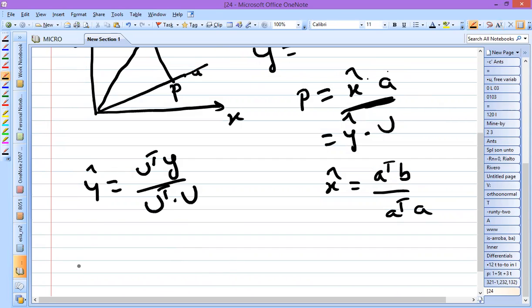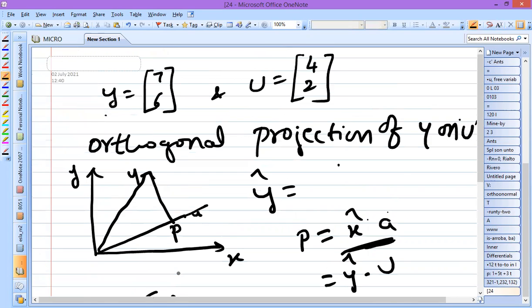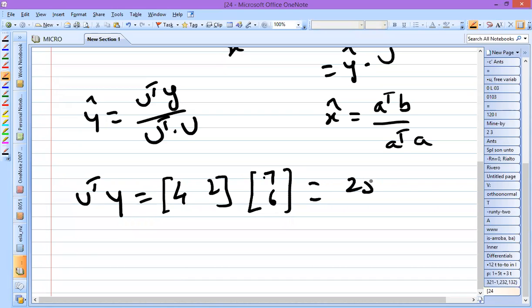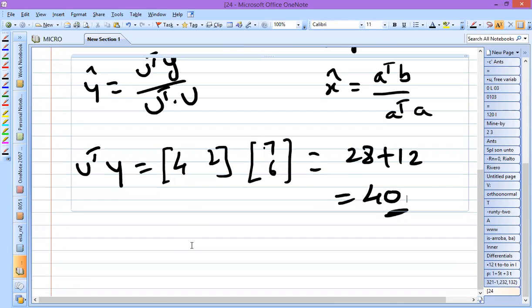First go with the calculation of u transpose y. Multiply and get the answer. u transpose is 4 2 here, and y is 7 6. So this is 28 plus 12, which is equal to 40. So u transpose y results in the value 40.